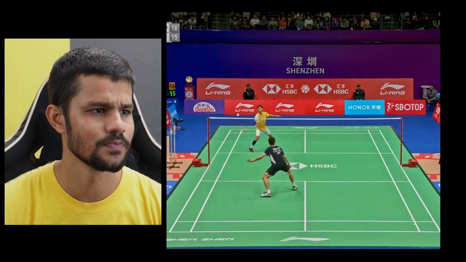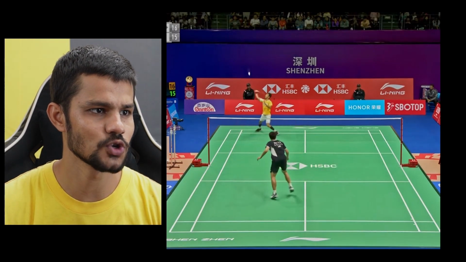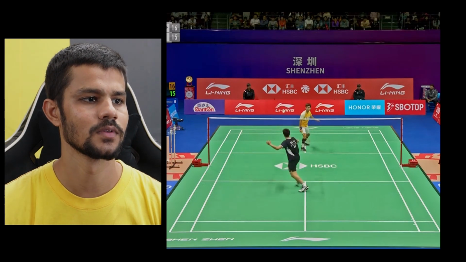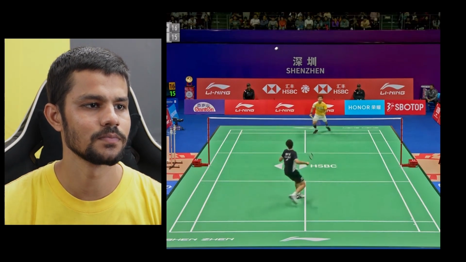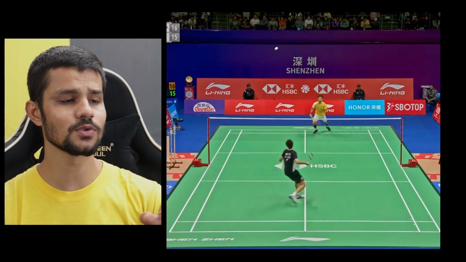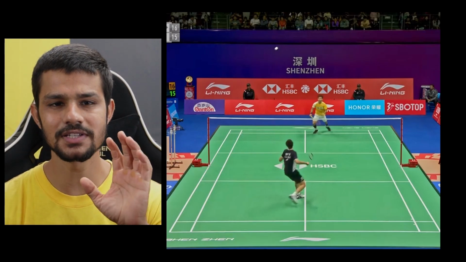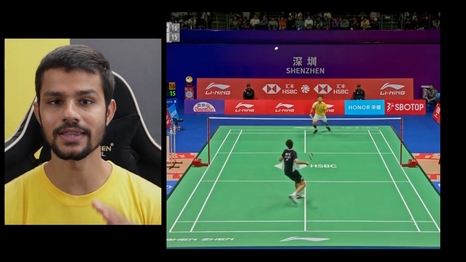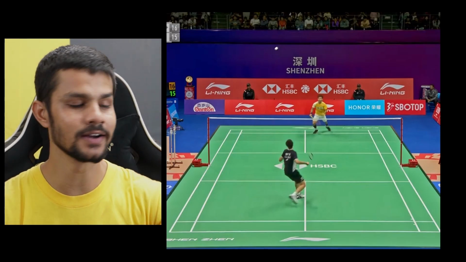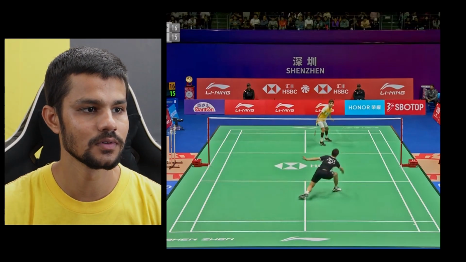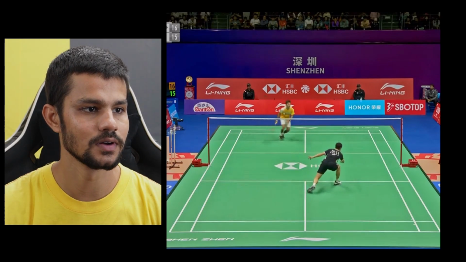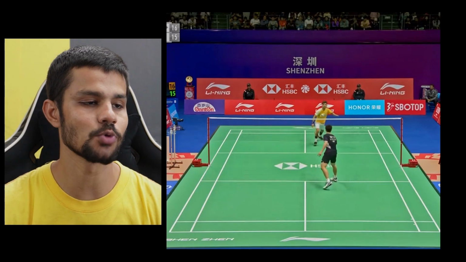Nice cross drop. Late shot. That was a late shot. This shot was not properly a lift. Both are trying to do parallel lifts. I will say not that high, not that flat a shot, but in between. Nice smash. Deep corner. Again, Shi Yu Qi is exploring that deep corner.